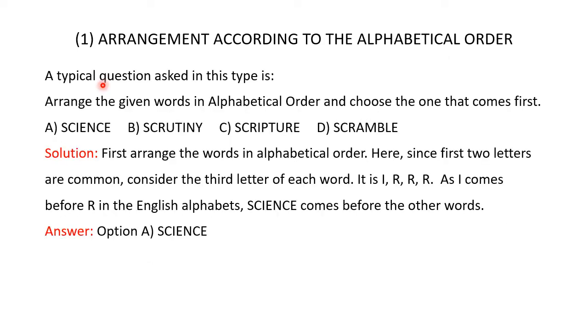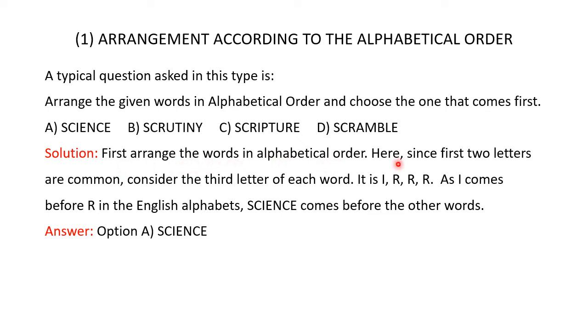A typical question asked in arrangement according to the alphabetical order is like this. Arrange the given words in alphabetical order and choose the one that comes first. You are given 4 words here. You have to arrange these words in alphabetical order and choose the one word that comes first. Here you are given science, scrutiny, scripture and scramble. Now first arrange these words in alphabetical order.